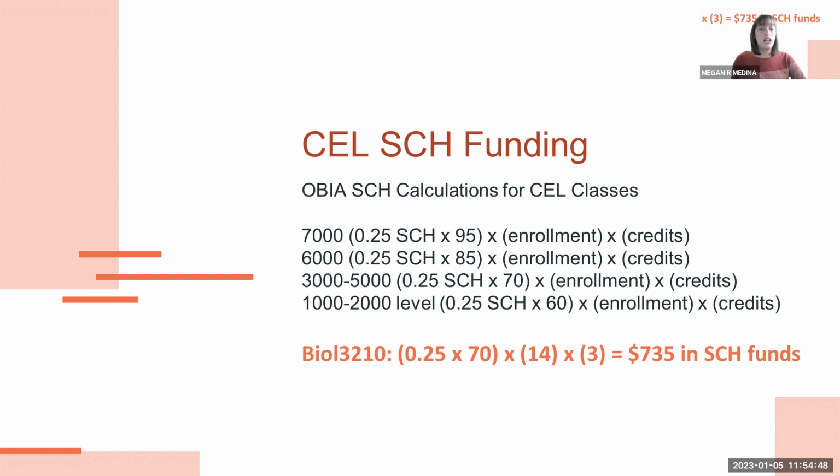So if we use Biology 3210 as an example, we take 0.25 times, it's a 3,000 level, so 70, times the number of students that were in that course. When this example was created, that was 14, times the credit hours is 3. So for that semester, they got $735 for their CEL designated course.